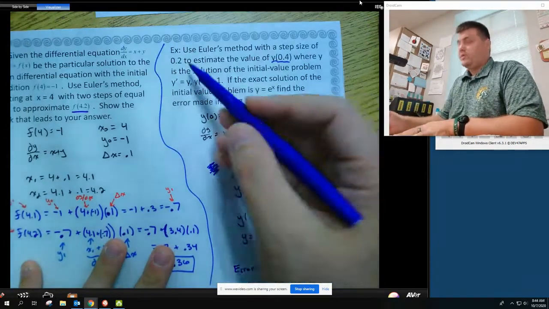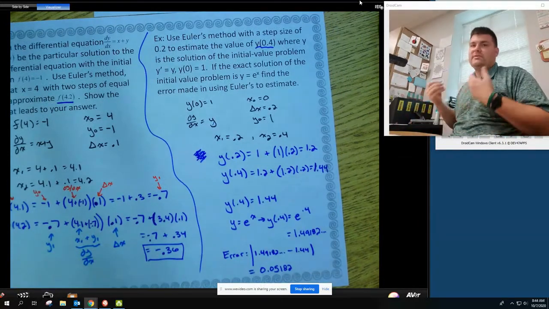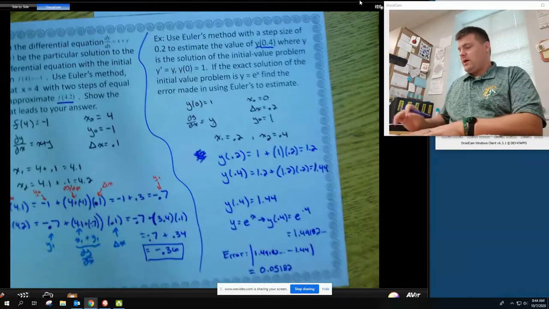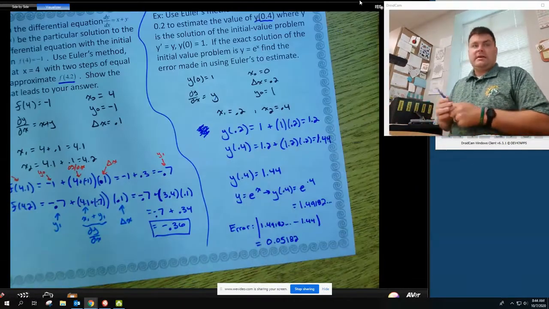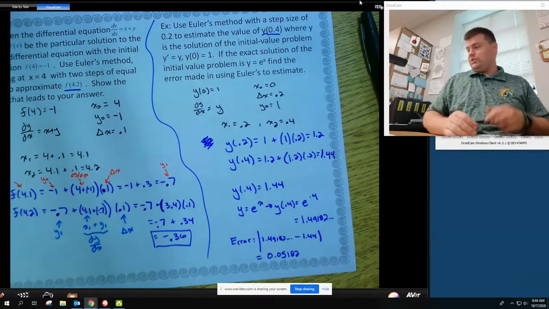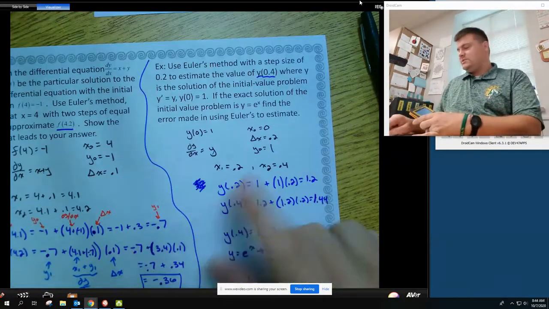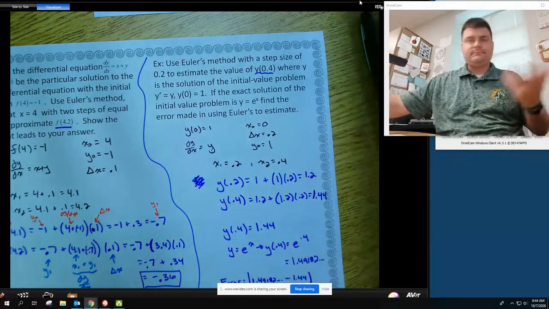If you were to lower the step size to like 0.1, it'd be even closer. 0.05, even closer. So that is how you use the approximation method. And that is it for our video for Euler's method. When you're doing this, just go slow, state your givens, and work through it until you start to get comfortable with it. That's all it is.